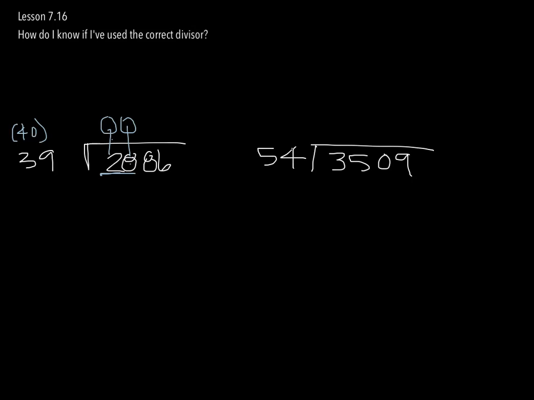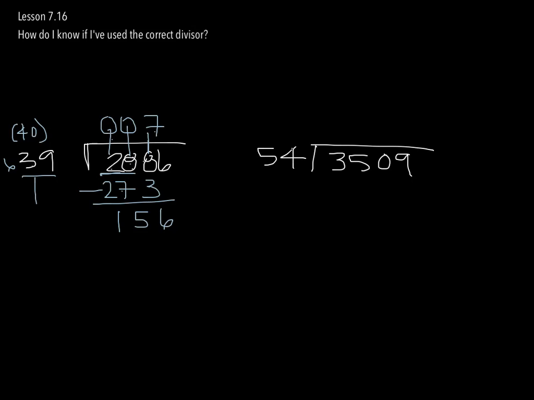So if I think about how many 39s in 288, or how many 40s in 280, that's going to be about 7. So I can put 7 above the 8, because now I'm going 288. 7 times 9 is 63, write down the 3, carry the 6. 3 times 7 is 21, plus 6 is 27. Put the answer there. Now I'm going to subtract. I'm going to bring down this 6. 8 minus 3 is 5. 8 minus 7 is 1.